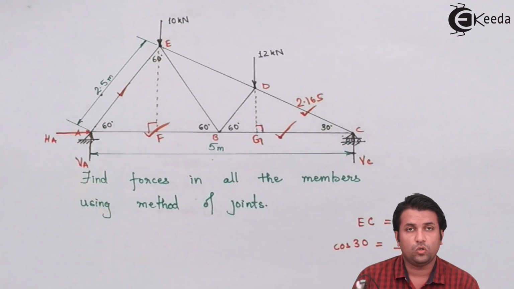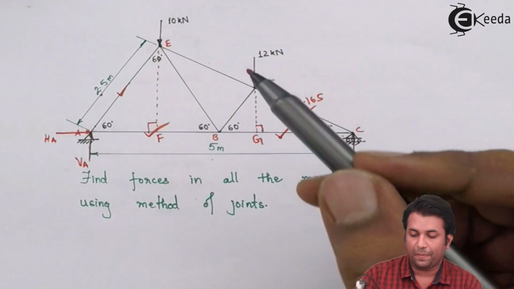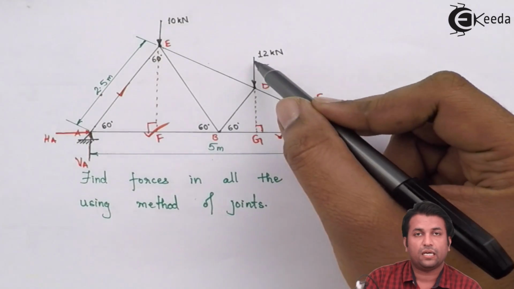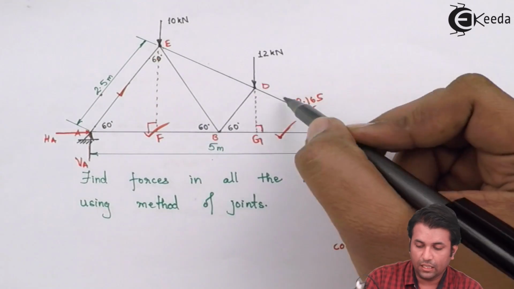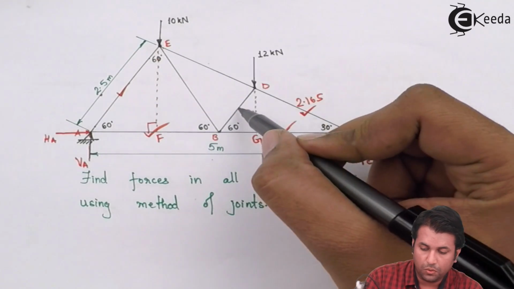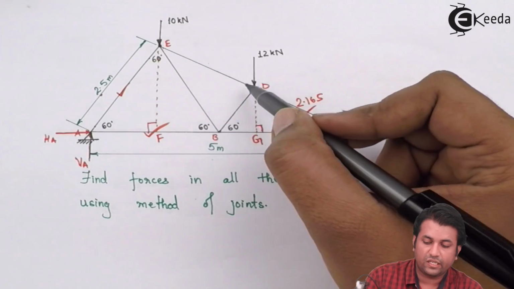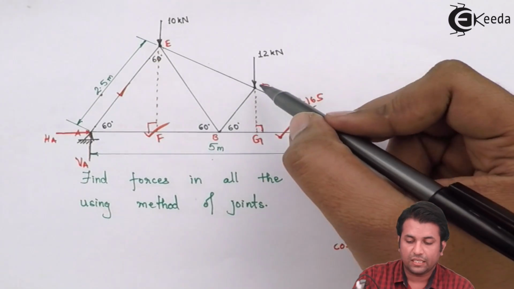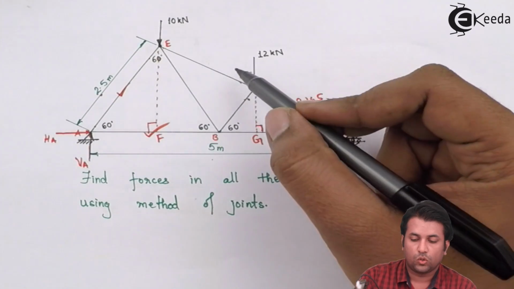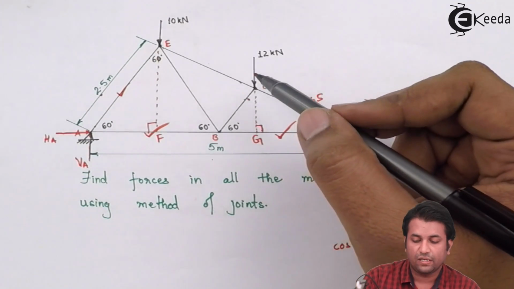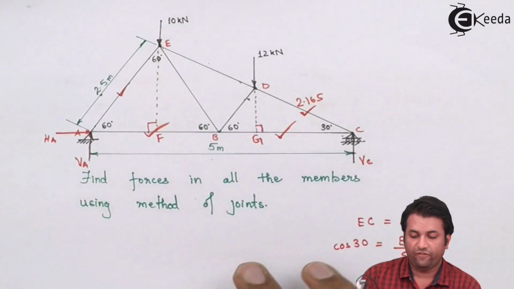For example, if I move on to joint D, what happens in that case? This is a known force for me. This force I have already calculated. This force I don't know. Similarly, I don't know this force as well. So I can take joint D with these two unknown forces, apply the condition of equilibrium and find out the forces.